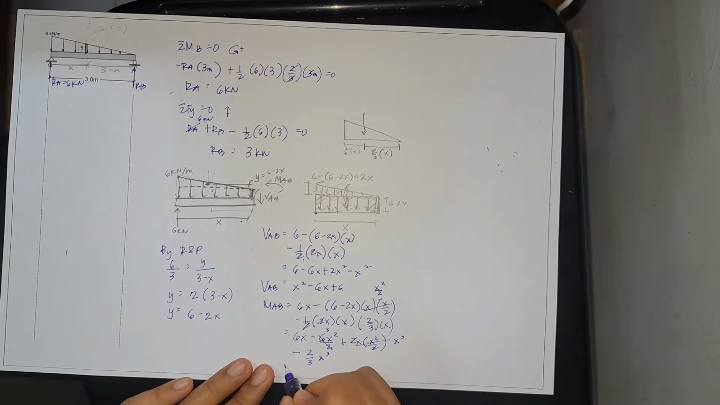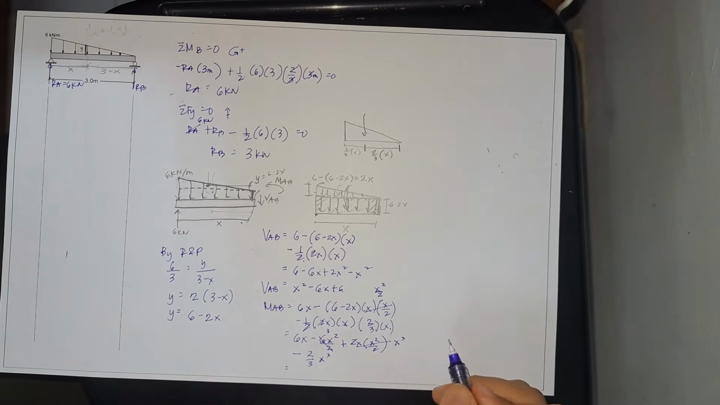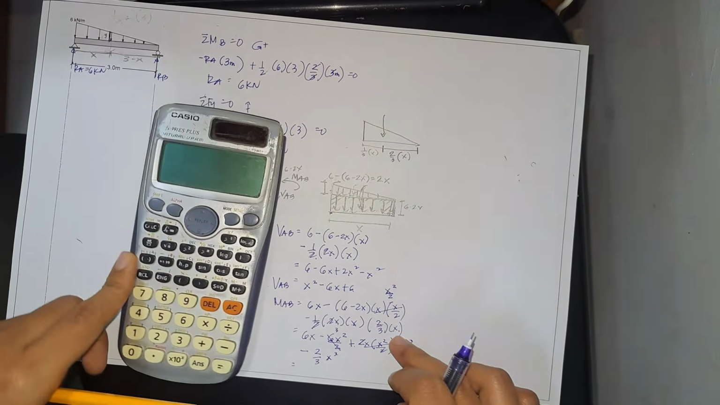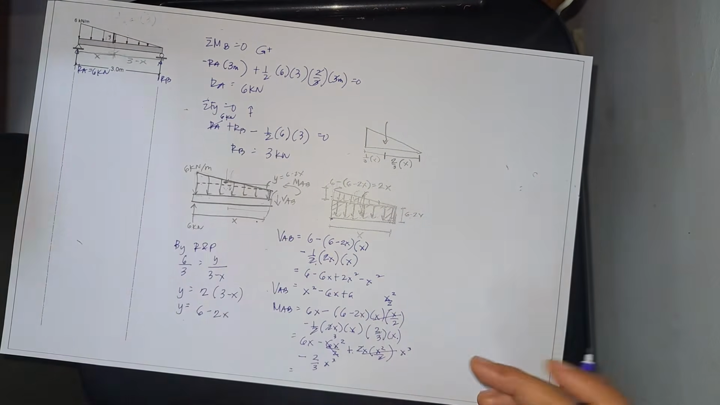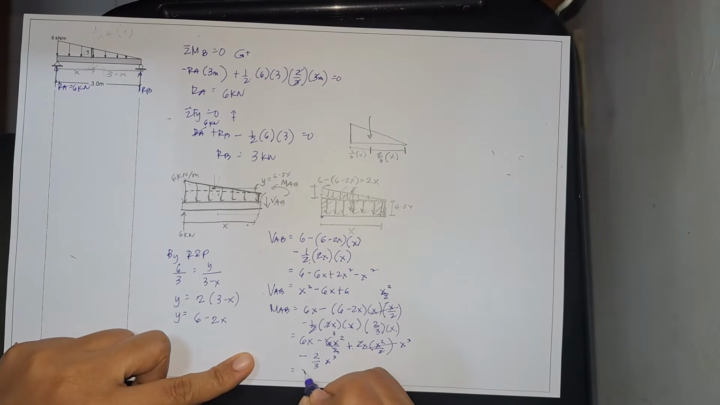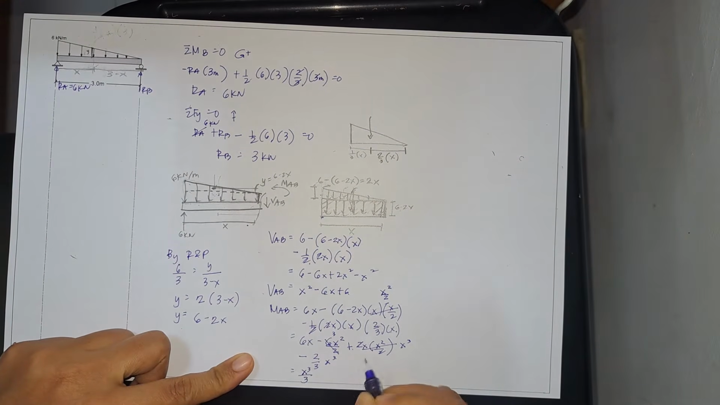Therefore, we have here 2/3. So, 1 minus 2/3, 1/3. So, we have here x cube all over 3. Ayan. Kinombine ko na po to. So, 1 minus 2/3 is 1/3 of x cube. Okay na po tayo dyan.